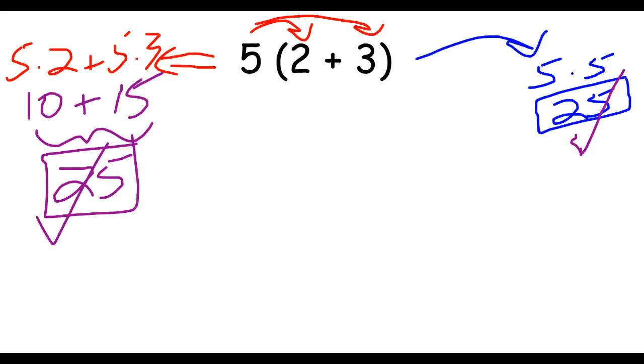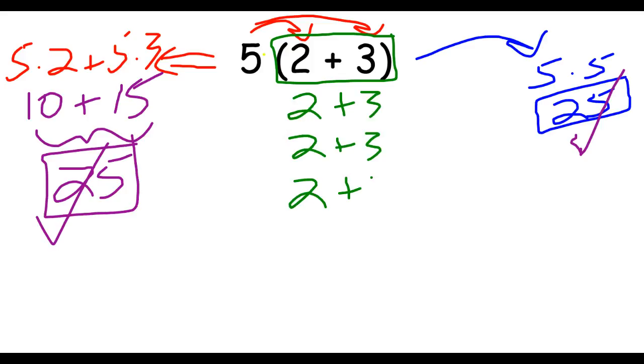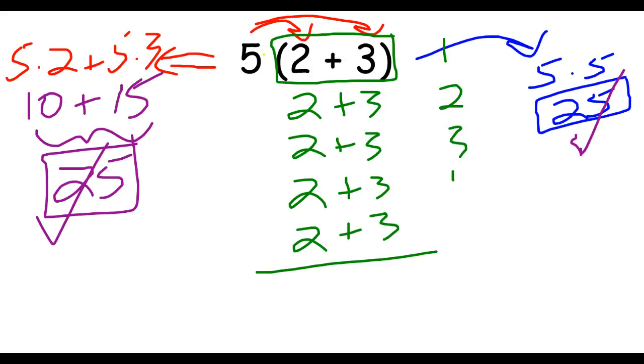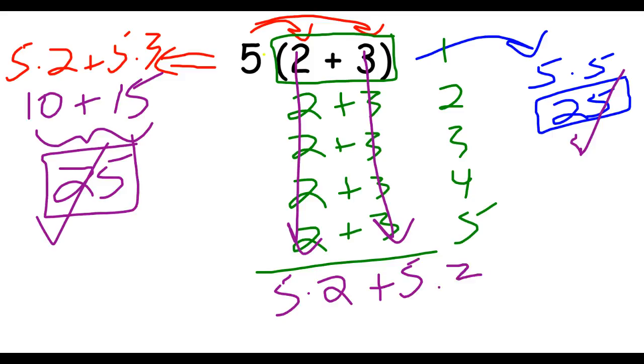Now we can also look at this and think about it like the multiplication of 5 times the parentheses. Multiplication is repeated addition. So we add this value here, 2 plus 3, to itself 5 times. So 1, 2, 3, 4, 5 copies of 2 plus 3. If we add the columns up, that is 5 copies of 2. The second one is 5 copies of 3. And now we're back at 25.